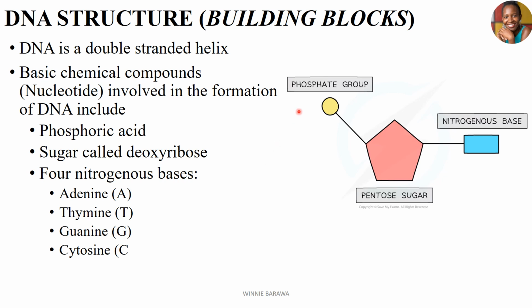So the DNA, in summary, is made up of a phosphate group that links to the pentose sugar, and it links to the nitrogenous bases. And this structure is what forms together to give us our DNA, the famously known double-stranded helix, the double-stranded strands.